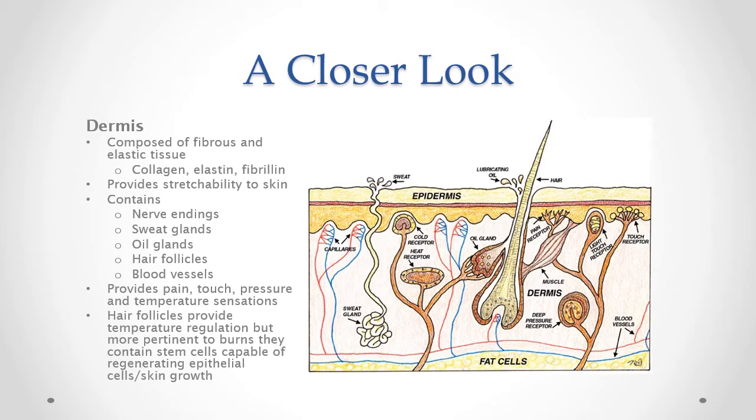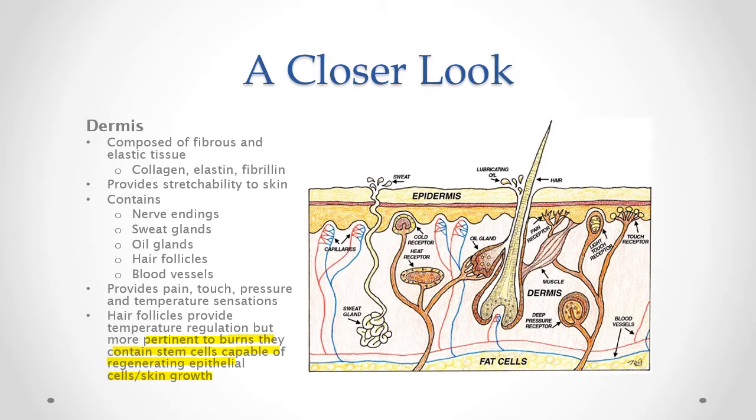Basically, hair follicles provide temperature regulation, but more pertinent to burns, they contain stem cells, which are capable of regenerating epithelial cells and skin growth. Very important, okay, when we look at burns and the depth of a burn. All right, so let me bring up my highlighter again.